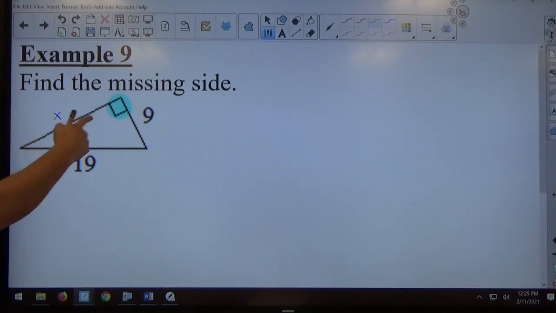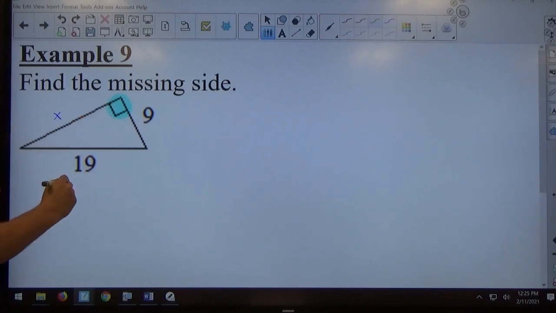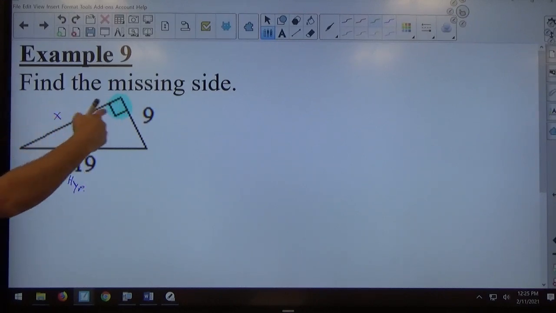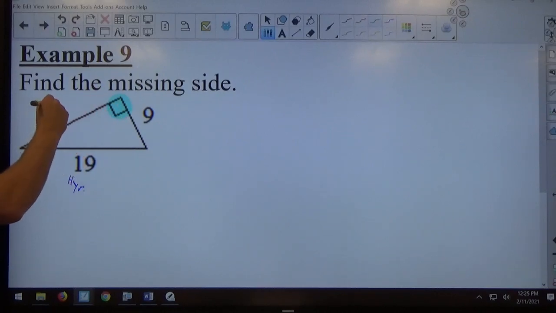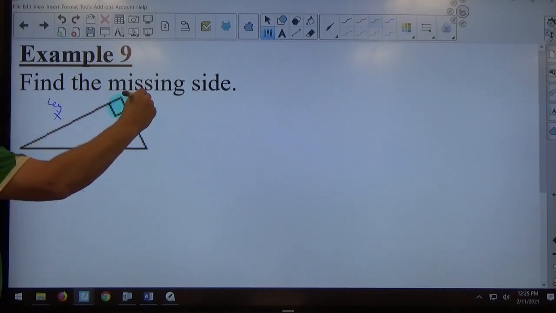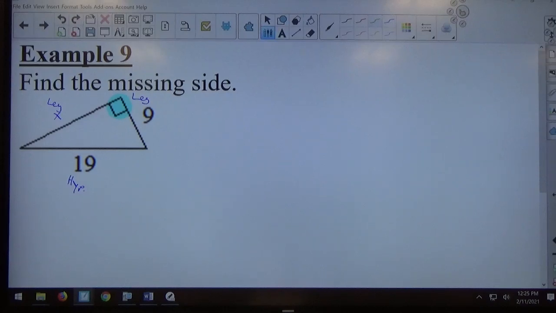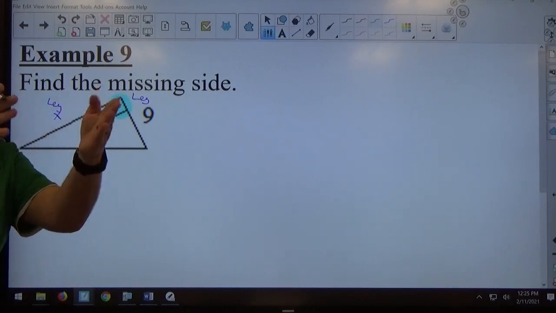The side opposite the right angle is called the hypotenuse. And the other 2 sides, the ones that create the right angle, are called the legs. And again, the Pythagorean theorem, no matter what side you know and what side you don't know, it's always leg squared plus leg squared equals hypotenuse squared.